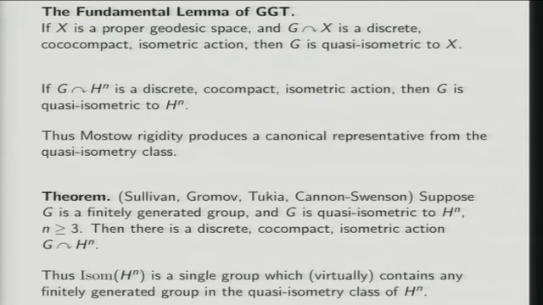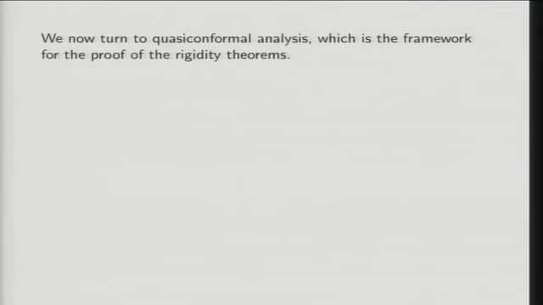Whereas, you can take dimension 3. There are lots of discrete co-compact subgroups of the isometry group of hyperbolic space, and from an algebraic point of view, they can look rather different from one another. There are many families of commensurable subgroups, but there are many incommensurable families, and yet they all sit inside the same Lie group, the isometry group of H^n.